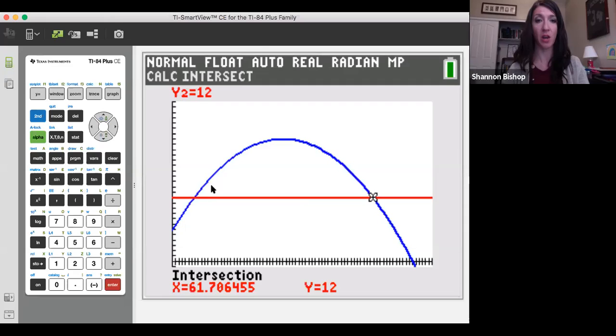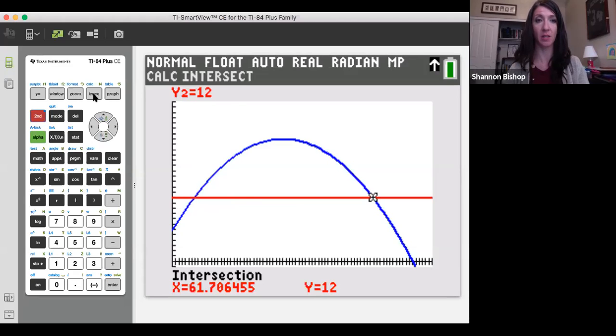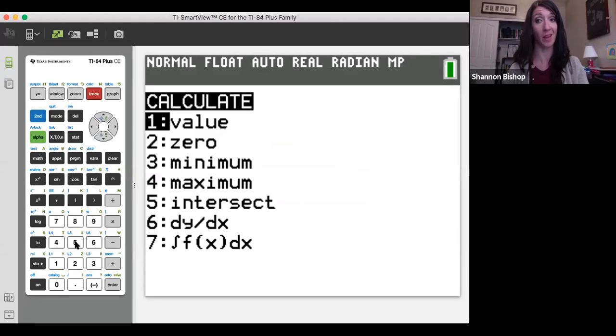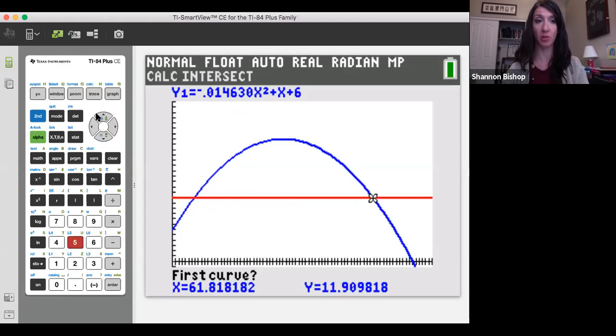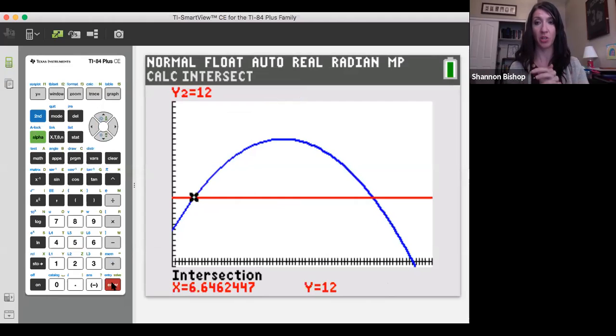But notice there's another answer over here. The way that you get the other answer is by doing second trace option number 5 again, but this time don't hit enter so quickly. You just need to move your blinker using your left and right arrows to the other side of the parabola, and then hit enter 3 times. 1, 2, 3. And so the other horizontal distance at which the shot put was 12 feet high is 6.6 horizontal feet.